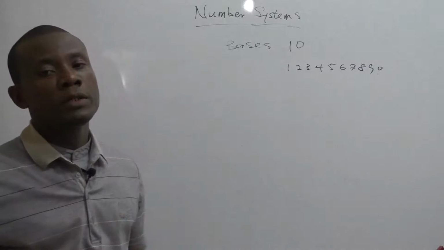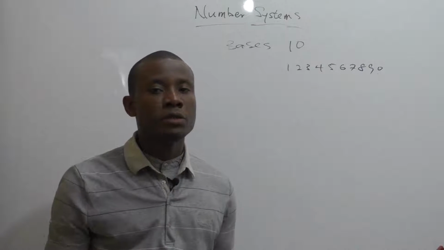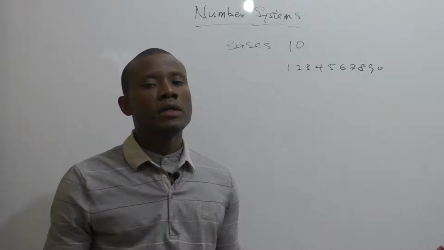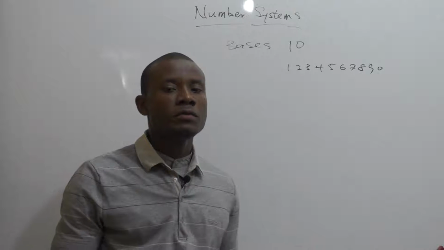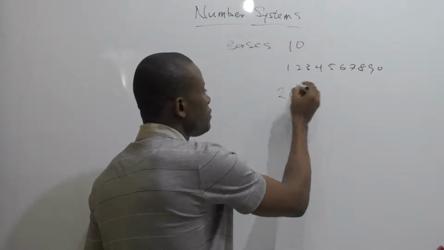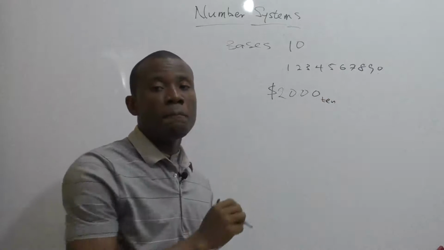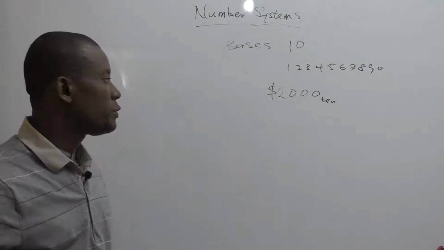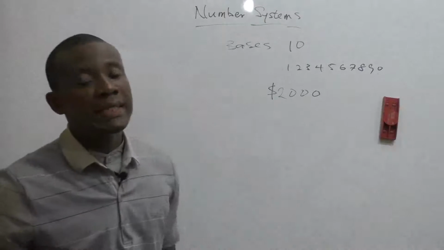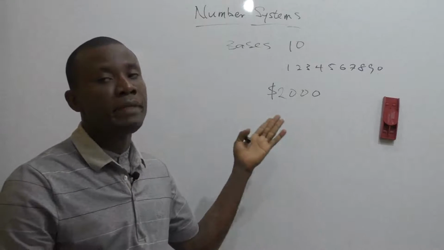So the most common or most popular number base is base 10. That is the everyday number base everybody uses. So when you say something like you bought something for $2,000, it is actually $2,000 base 10. But since that is the most common number base we are using, we will not write the base. So just take note that any day you mention a figure, you are working in base 10.